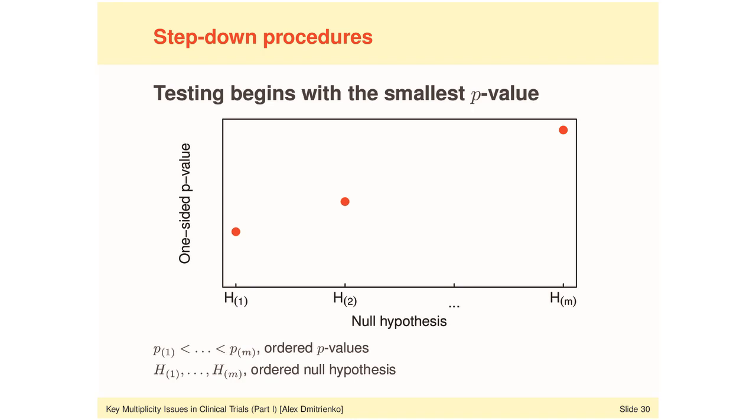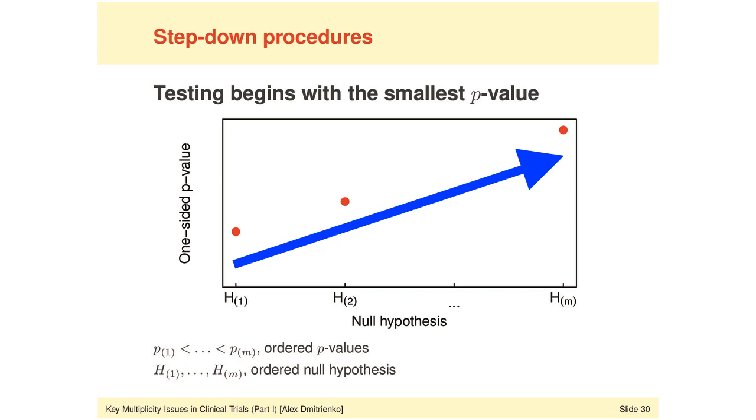If the ordered p-values are defined as shown here on the slide, at the bottom of the graph, from the smallest to the largest, and these are the associated null hypotheses, a step-down procedure begins with the smallest or the most significant p-value, and if this p-value is less than a certain pre-specified significance level, the hypothesis is rejected, and the step-down procedure is going to continue to the second hypothesis in the sequence as demonstrated by this large blue arrow.